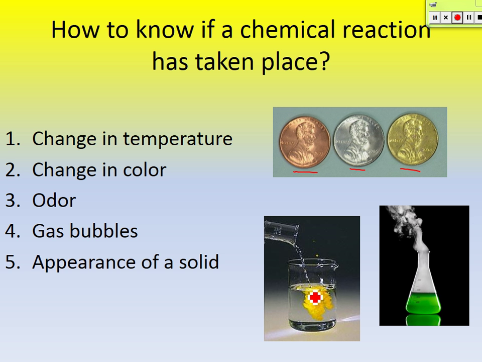And finally, number 5, the appearance of a solid. If you mix two liquids together and you form a solid, that's an indication that a chemical reaction is taking place. So any one of these 5, you've got to know all 5. Okay?